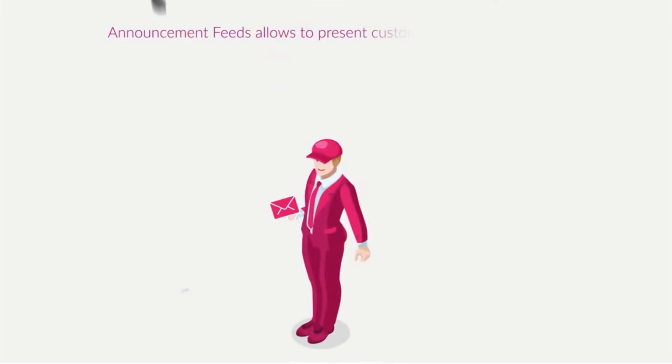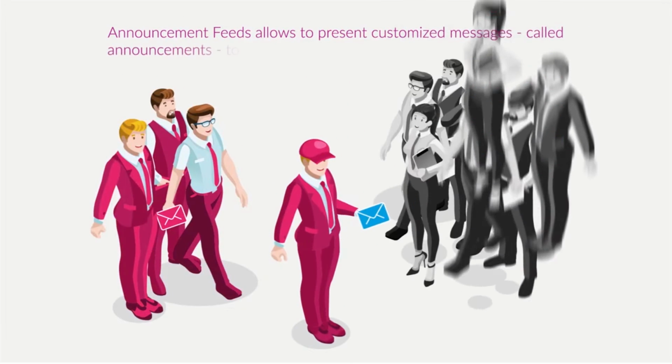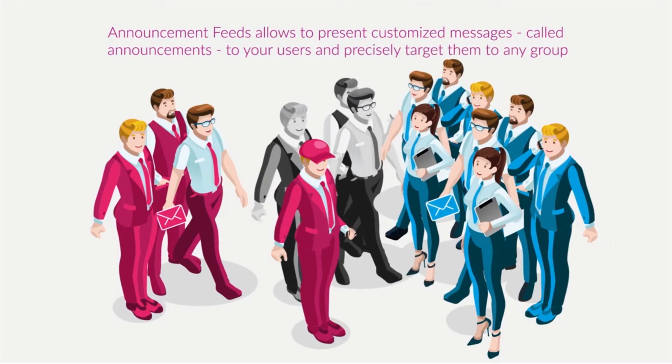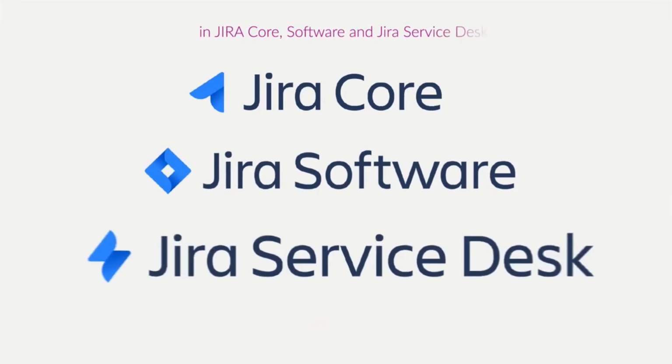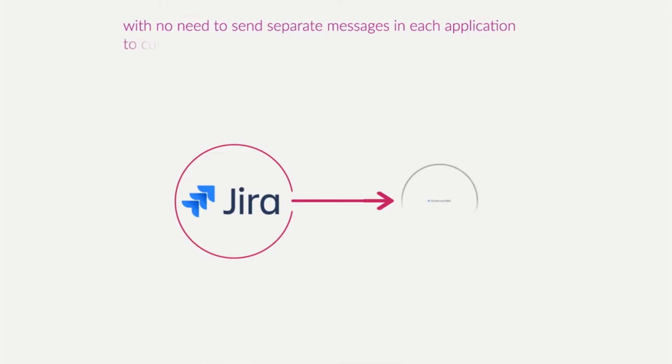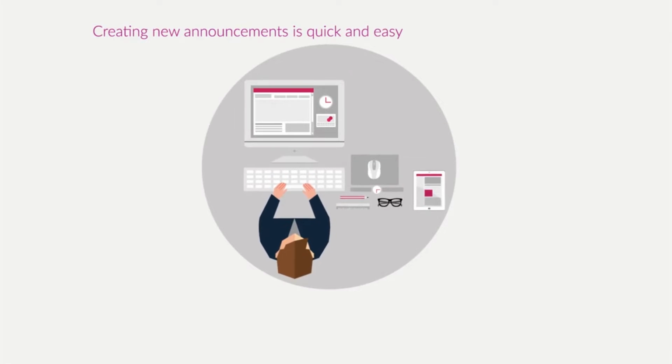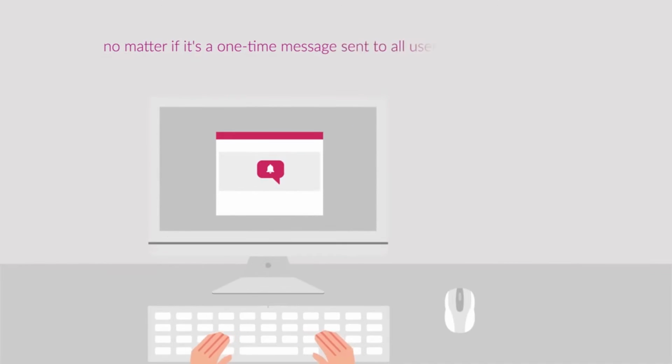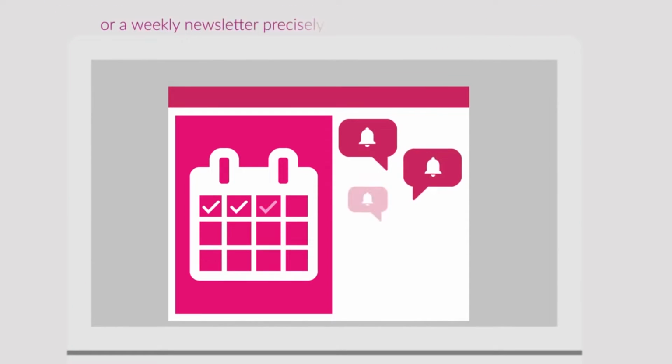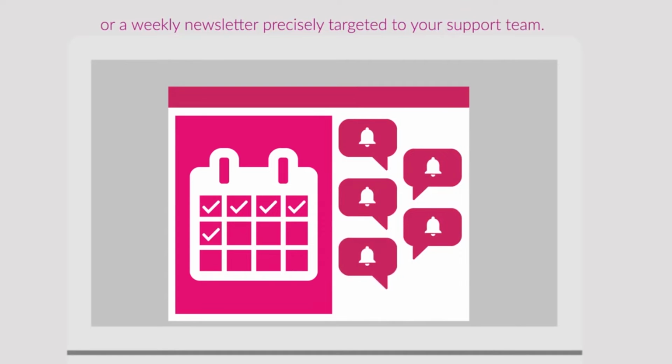Announcement Feeds allows you to present customized messages, called announcements, to your users and precisely target them to any group. In Jira Core, Software and Jira Service Desk, with no need to send separate messages in each application to cut your overhead. Creating new announcements is quick and easy, no matter if it's a one-time message sent to all users or a weekly newsletter precisely targeted to your support team.